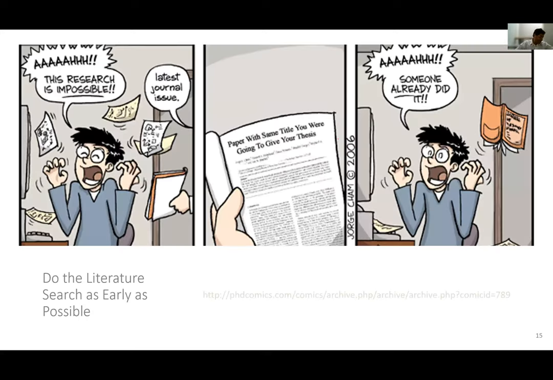All right. So then this is just to have fun. This research is impossible, and then the latest journal shows a paper with the same title you were going to give your thesis. Someone already did it. So I just want to emphasize that doing the literature search as early as possible is very important.